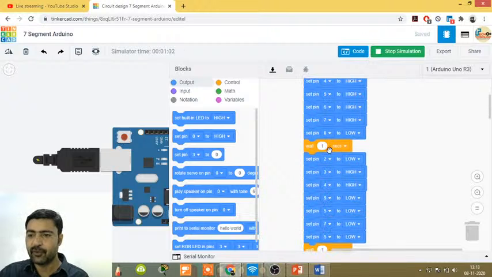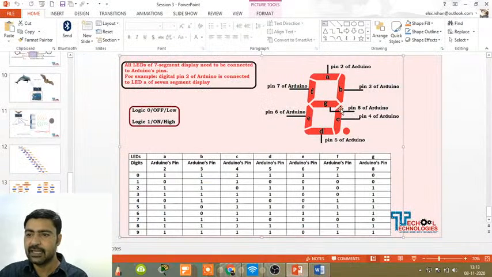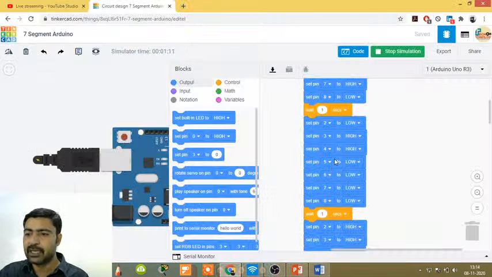Then we will wait for 1 second. Then we need to display 1. As I told you, we will be only glowing B and C. You can see it in the figure. We will be glowing this B and C connected to pin number 3 and 4. And now you can check it in the program. So pin number 3 and 4 will be high, and all other output digital pins will remain in low state.